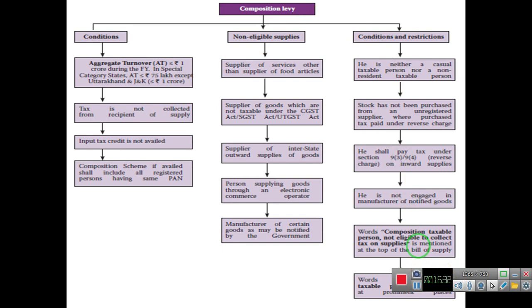Thank you very much. This is all about composition scheme.